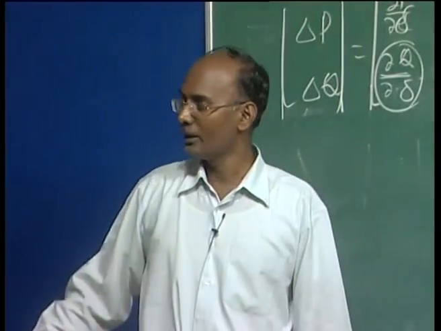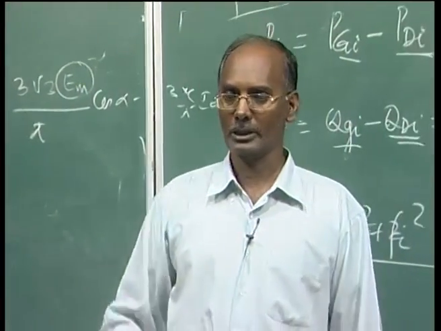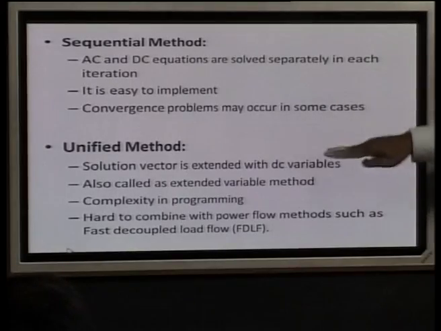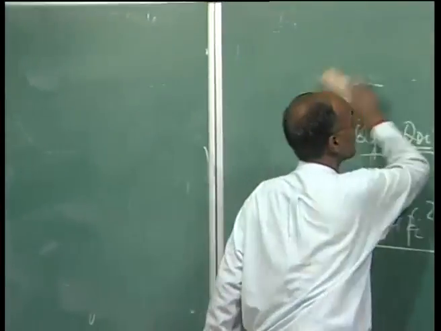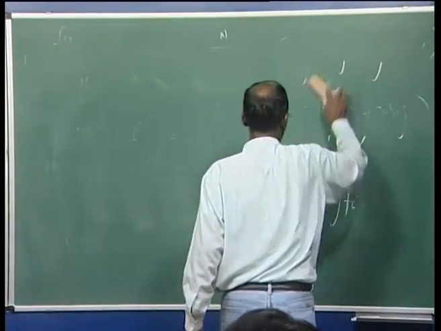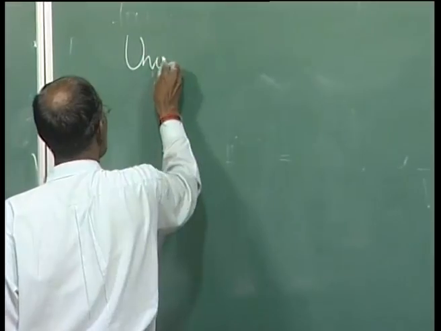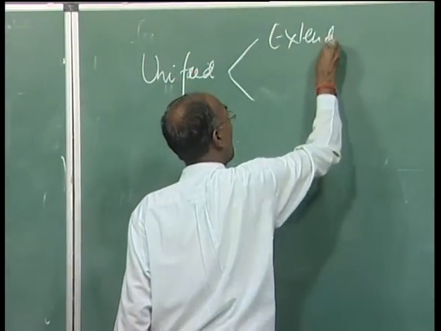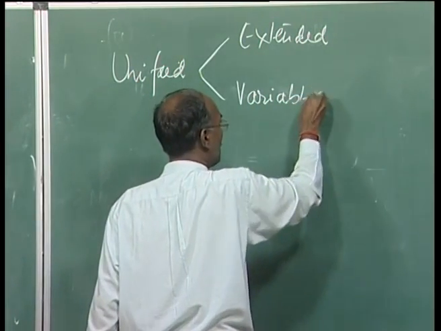In this unified method, as the name suggests, you are combining your AC and DC variables. In the sequential method, what we are doing is solving AC and DC separately. Here in unified, again, this method is of two types. One is called your extended variable method, another is called the variable elimination method. Means in your unified approach here, we are having the extended variable method, and another is called the variable elimination method.